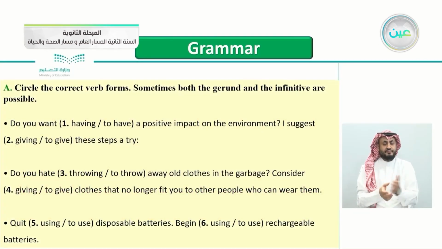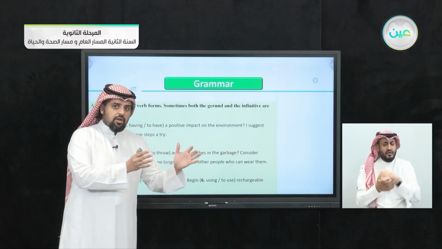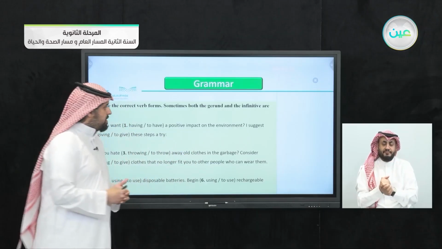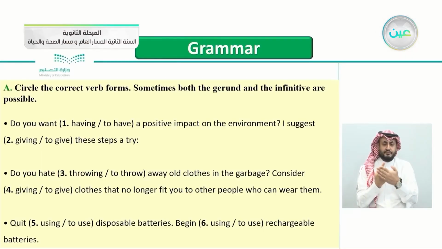So let's jump here to exercise A. Circle the correct verb forms. Circle the correct form of the verb. Sometimes both gerund and infinitive are possible. So we have to circle the correct form of the verb, and as we mentioned previously, sometimes both are correct, the gerund or the infinitive. Let's answer number 1 here.